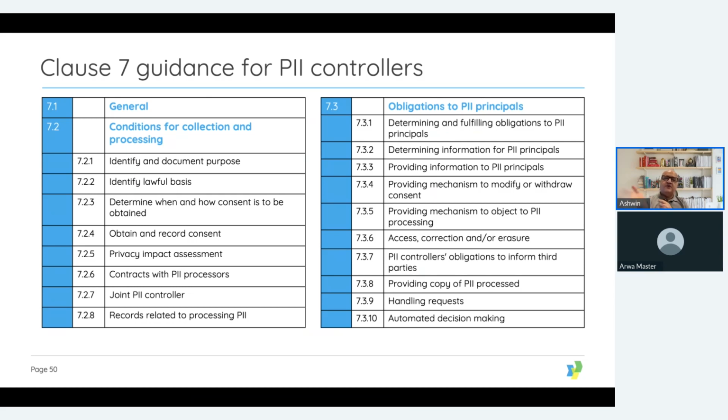Do a privacy impact assessment, the Act says the same thing. Contract with PII processors, that's what it says. We have joint PII controllers, that's fine. That's how you have a mechanism, whatever you do. Records relating to processing of PII.